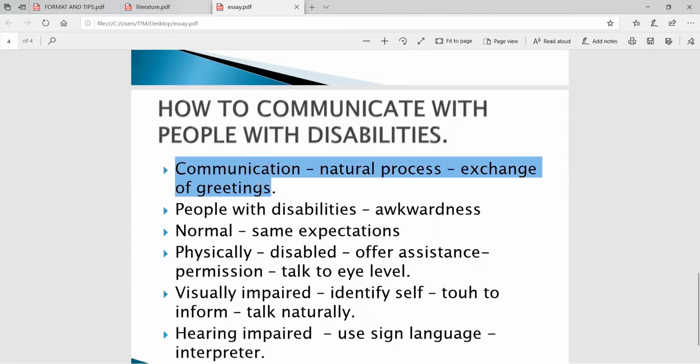Your first point is about communication being a natural process, exchange of greetings. But before that, as I explained just now, you have to come up with a format. So what is the format for the talk? You have to give a greeting and an introduction, the purpose of your talk, who you are. As I mentioned earlier, you are a student counselor, so you have to state that you are a student counselor, and then tell why you are standing here, why you are giving the talk, or what the talk is about, what the title of the talk is, right?